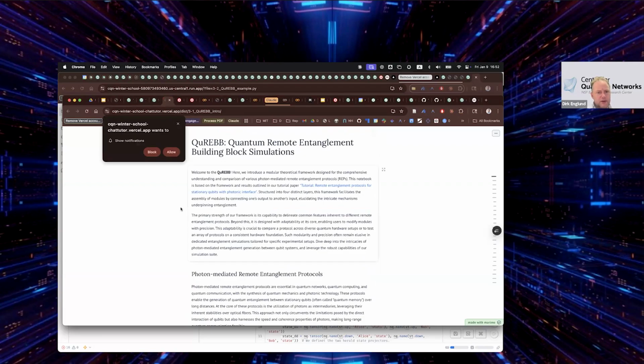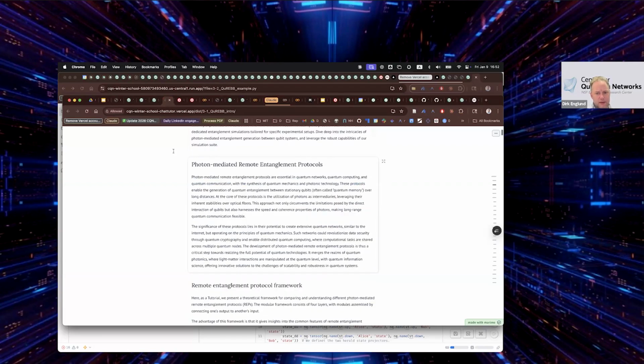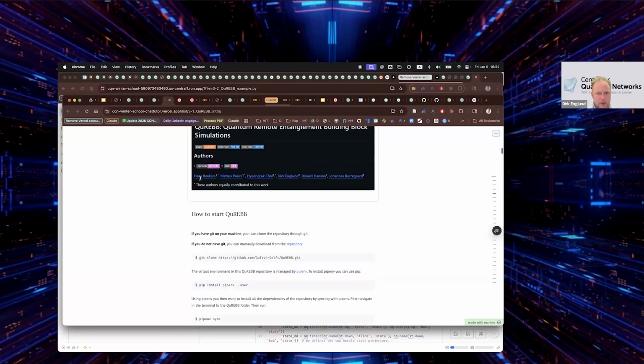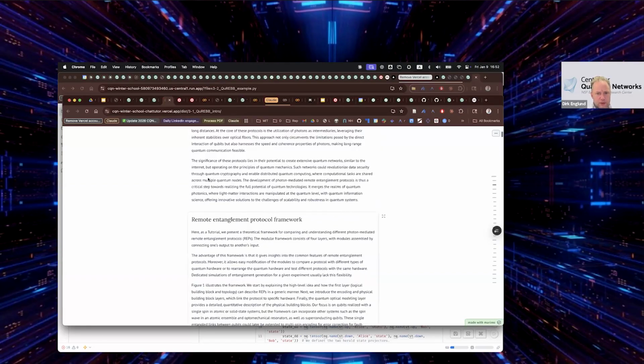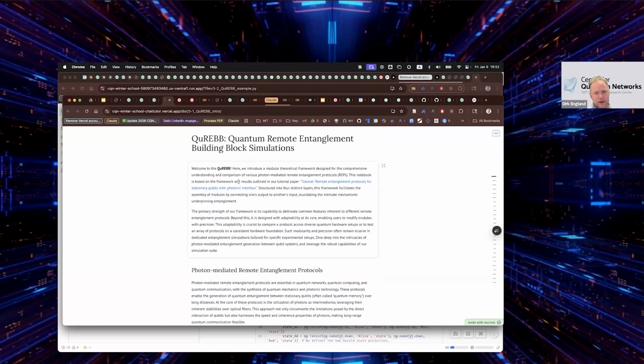Here is the QREP scheme. And so this is the modular theoretical framework for understanding photon-mediated entanglement protocols.